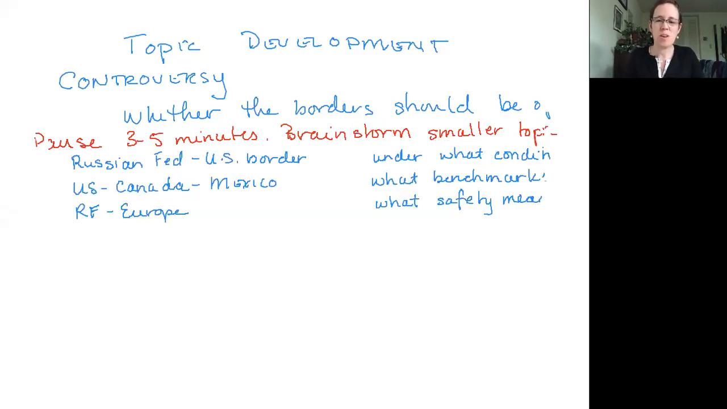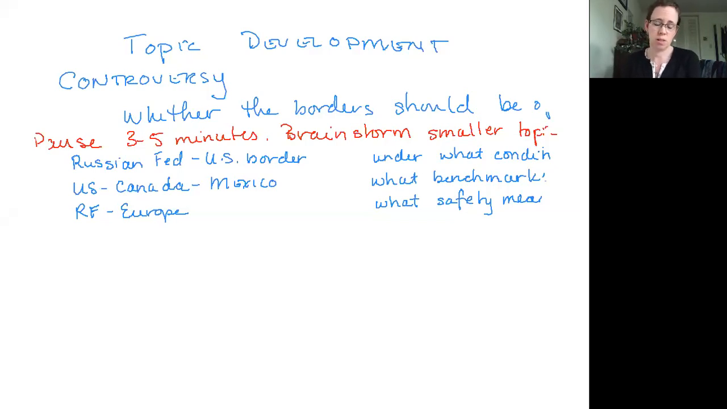Okay, so now you've brainstormed for 3 to 5 minutes, and I hope that you have some smaller slices of the bigger controversial topic that you have brainstormed. You can see on the whiteboard that I have some. So my initial controversy was whether the borders should be reopened. And I thought that there are several ways that I can make that smaller.